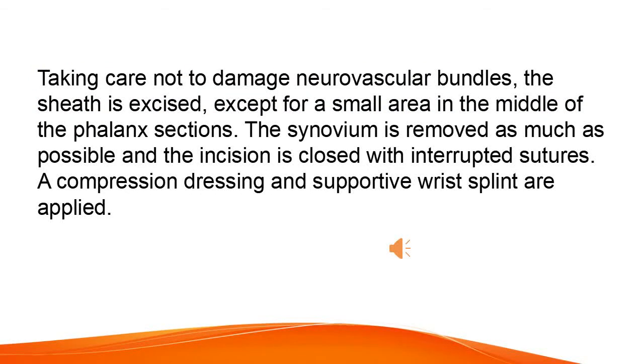Taking care not to damage neurovascular bundles, the sheath is excised, except for a small area in the middle of the phalanx sections. The synovium is removed as much as possible and the incision is closed with interrupted sutures. A compression dressing and supportive wrist splint are applied.